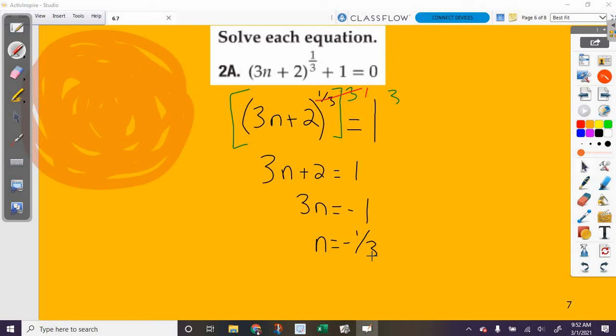Again, doing a visual check, it does work. So that would be our answer.